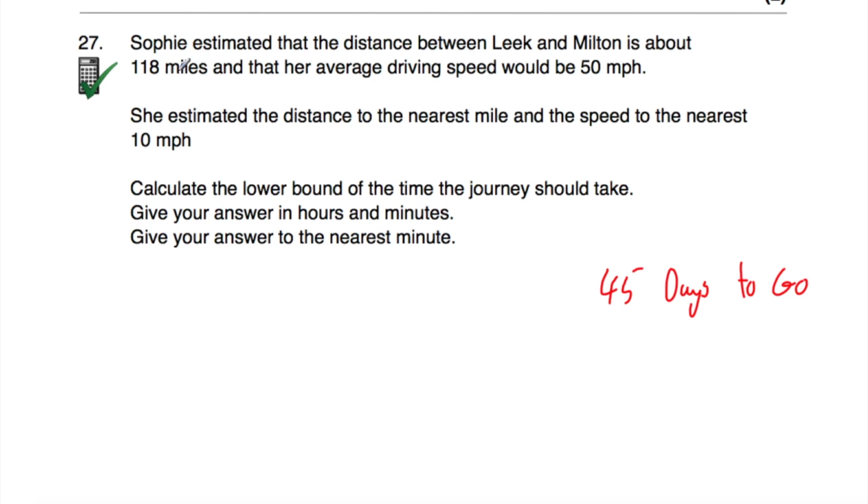So I would consider what the lower bound for that distance would be and what the upper bound for that distance would be. We've got the average driving speed is 50 miles per hour to the nearest 10 miles per hour. So think what the lower bound would be and the upper bound would be.